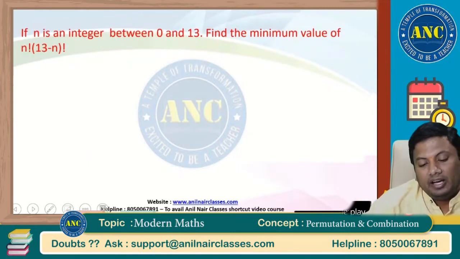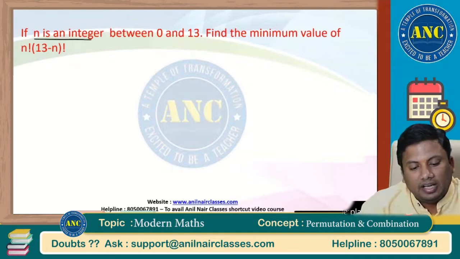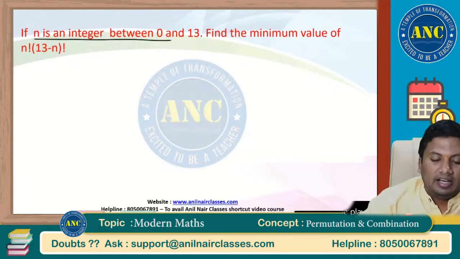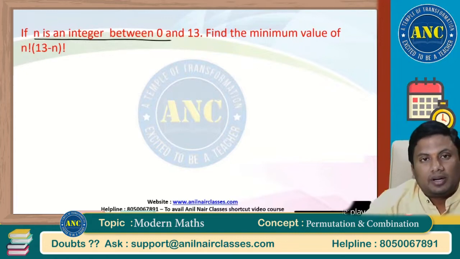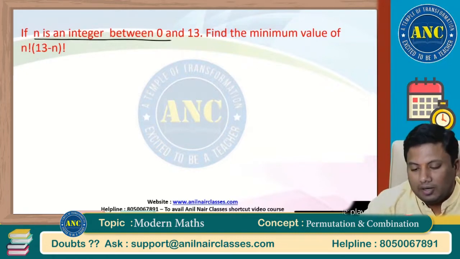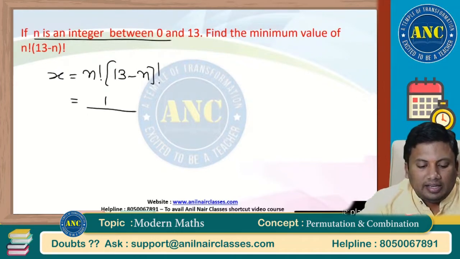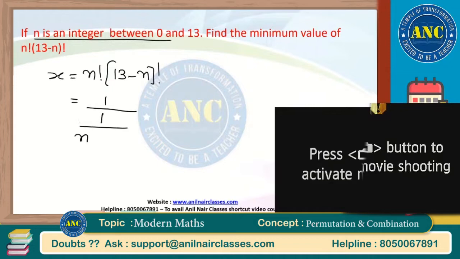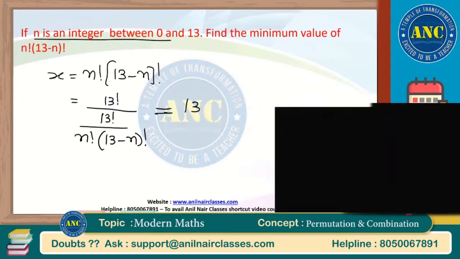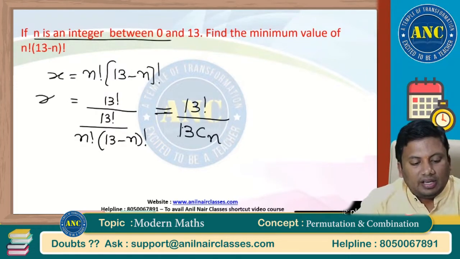Next one. If n is an integer between 0 and 13. Of course, if n is greater than 13, 13 minus n, I will get a negative number. Factorial is defined for whole numbers. So, if x is n factorial into 13 minus n factorial. Can I write like this? It is 1 by n factorial into 13 minus n factorial. I will multiply by 13 factorial, numerator and denominator. This is nothing but 13 factorial, this is nothing but 13Cn. Are you all with me?